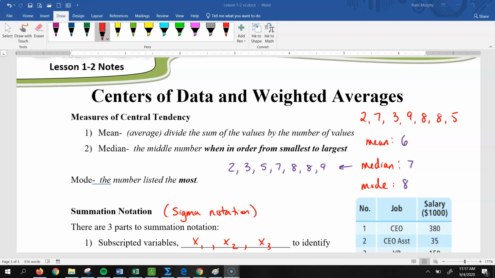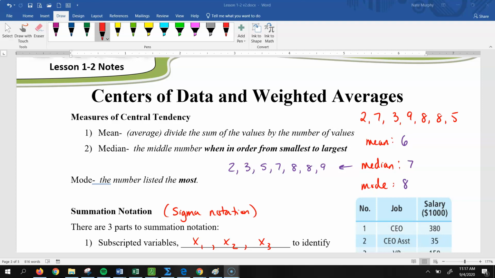Now the key though is it's not just the middle number, it's the middle when in order from smallest to largest. So let's look at this set of data here. If I have 2, 7, 3, 9, 8, 8, and 5, and I wanted to find the mean of that set of numbers, I would just add up all of those numbers together and divide by 7, because there are 7 numbers there. And when you do that, you would get 6 as your answer. Okay, so the mean of that data set would be 6.